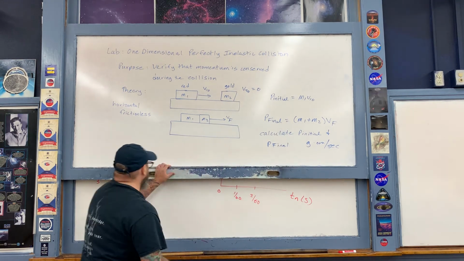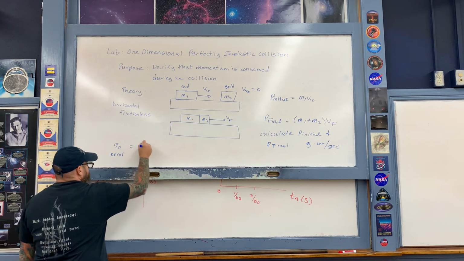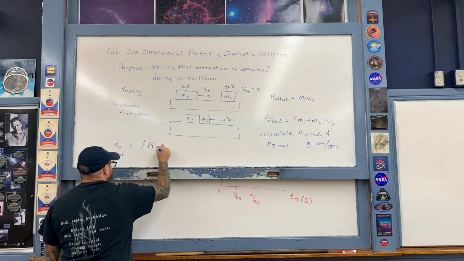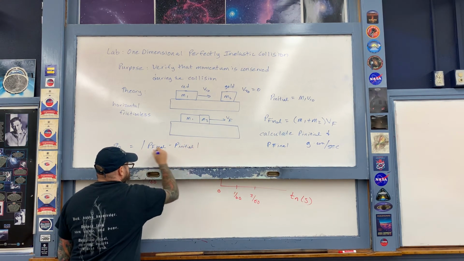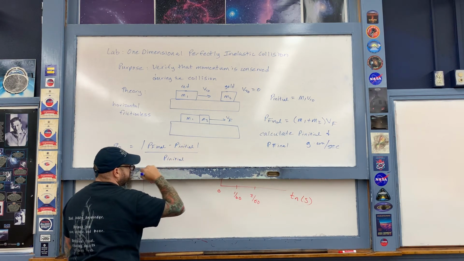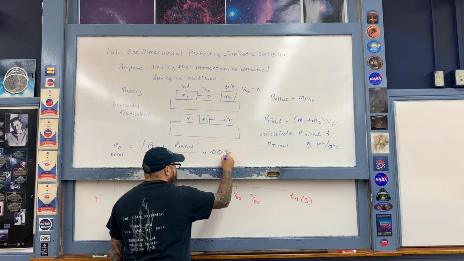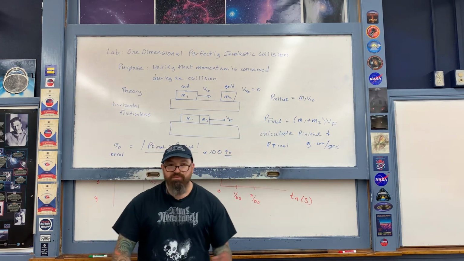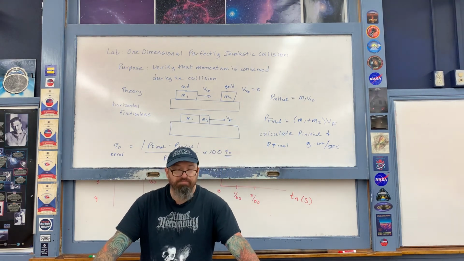Here's how I specifically want you to calculate your percent error. Take the absolute value of the difference between P final and P initial, and then we'll make the comparison in the denominator with respect to P initial. So place that there. You'll end up with a decimal, multiply by 100 in order to convert to a percentage. We have obtained a good take for this exercise, so we should get a low percent error.